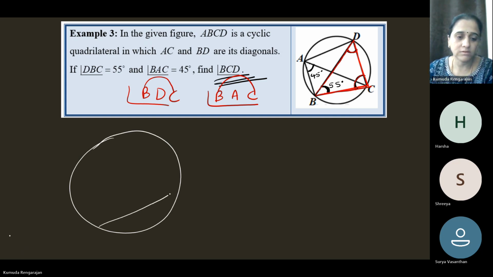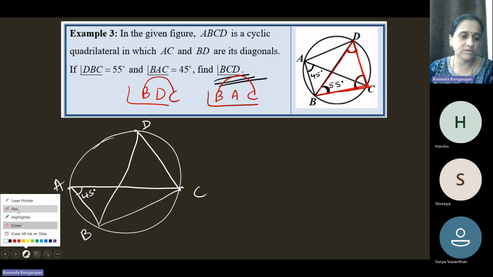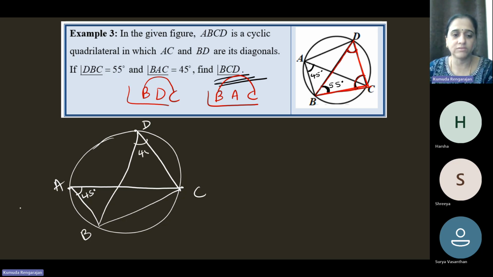Circle, chord BC. There is A here, there is D here. BAC, BDC. This angle is 45 degrees. In the figure, this is also connected. That's the diagram there. So angles in the same segment of the circle are equal. So this is also 45 degrees. Yes or no?